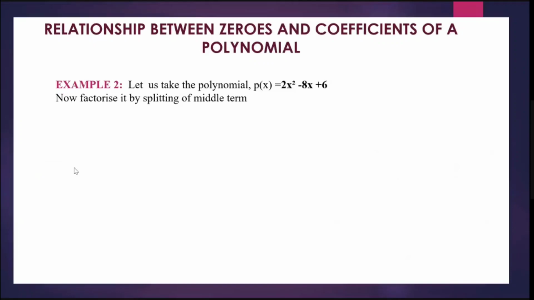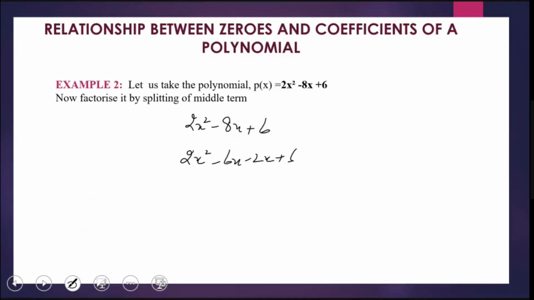Let us take up the example. I take the polynomial 2x squared minus 8x plus 6. We factorize it by splitting of the middle term. I hope you all remember how do we factorize it. 2x squared minus 8x plus 6. All right. So 2 into 6 is 12. I will break this minus 8 so that the product of the numbers comes out to be 12 and the sum comes out to be minus 8. So I get 2x squared minus 6x minus 2x plus 6.